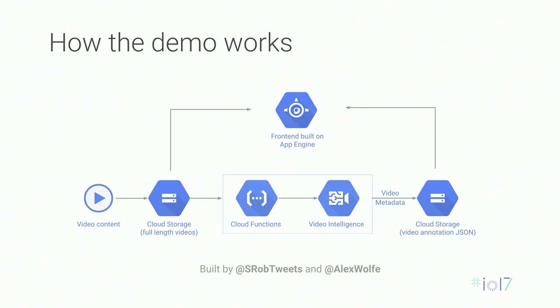And the front end of this application is a Node.js app running on Google App Engine. So the front end of the app doesn't actually call the video API directly. It simply references the videos from one cloud storage bucket and then gets the associated metadata from another cloud storage bucket.